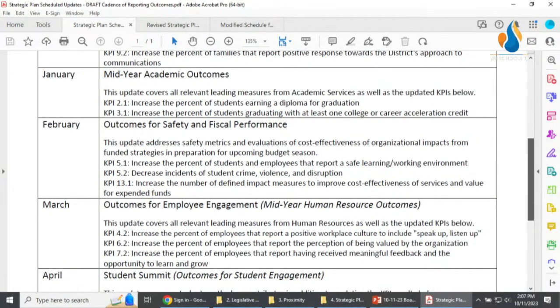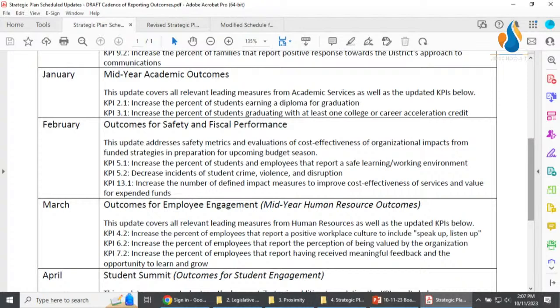In February, we talk about safety and fiscal performance. So starting with safety, safety is also one of those Survey 5 pieces in terms of what's reported to the state. So this is really an opportunity to hear how are people feeling, both students and employees, in terms of the safe learning working environment, as well as decreasing the CESAR incidents that we and everyone in the state are tracked on. And so to ensure that we are trending in the right direction related to crime, violence, and disruption. But away from safety, we also have an important consideration in fiscal performance.